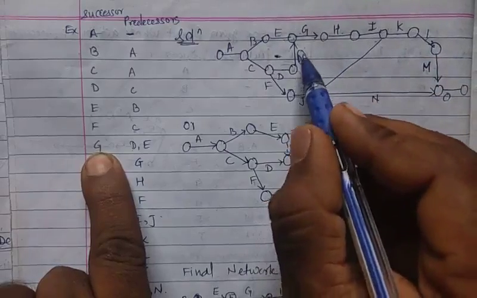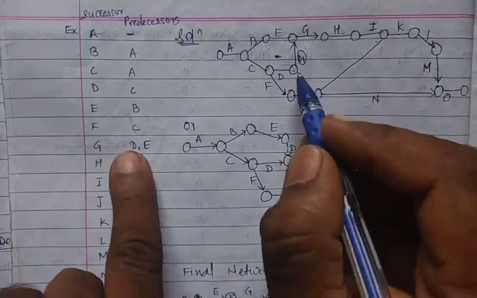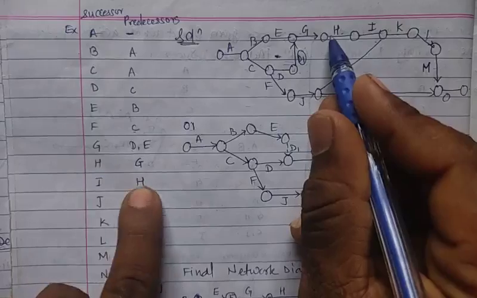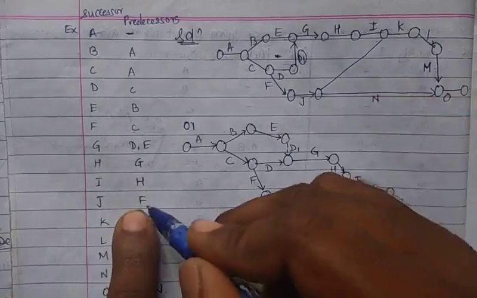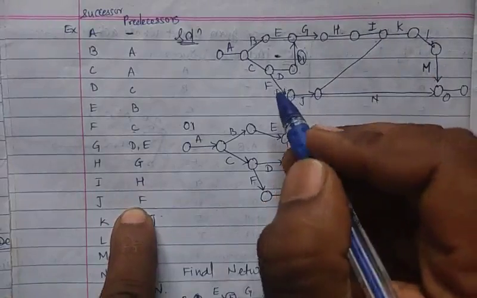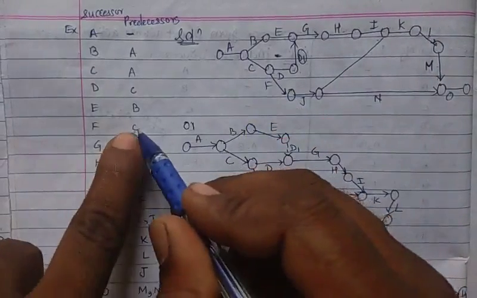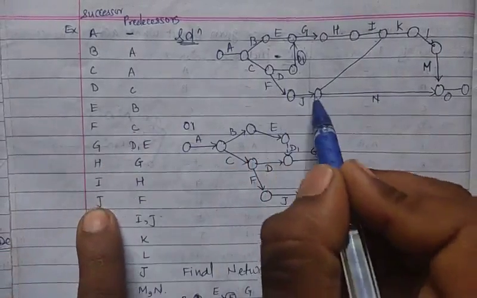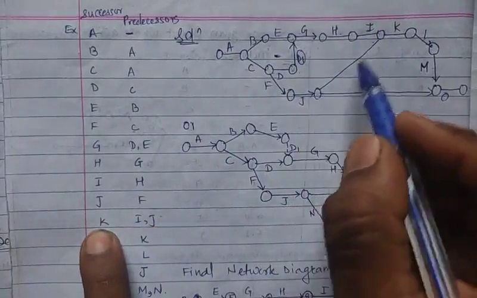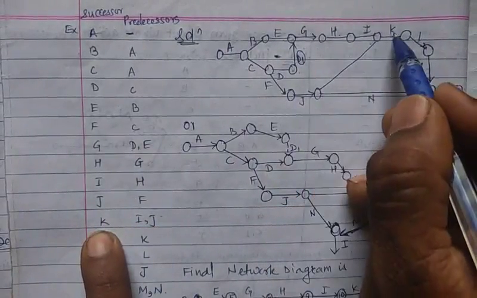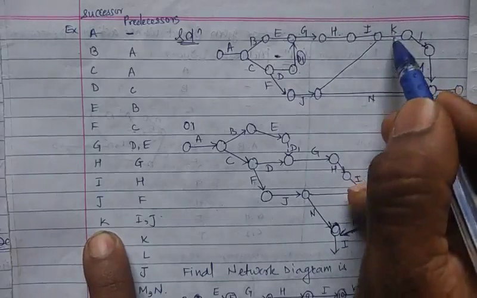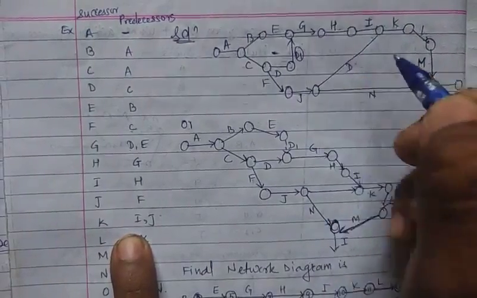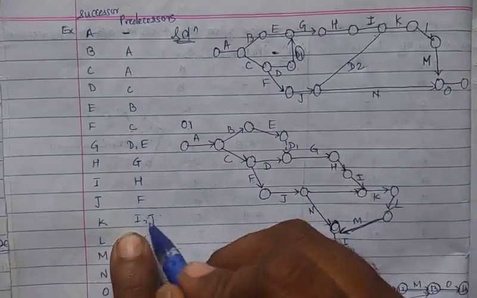Now I have written this as dummy. Now D goes to G. G goes to what? G goes to H. H goes to I. F goes to J. Next, C goes to F. F goes to J, J goes to K. So there is no distance, so call this dummy activity D2. Okay, J goes to K.